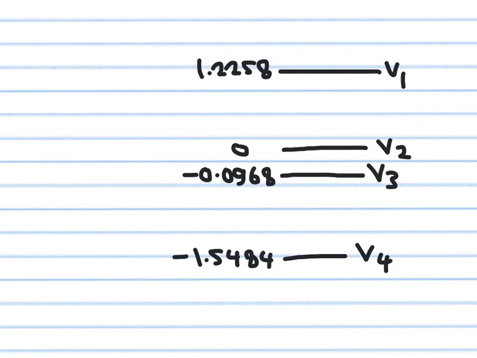Relative to ground. Ground is the only thing that changes, whether ground is here or here or here, but the relative voltages between any two of these points still remain the same. V2 here is higher than V3, V3 is higher than V4, V1 is higher than V2 by the same amount. So I hope that clarifies the concept of using different grounds in your solution.